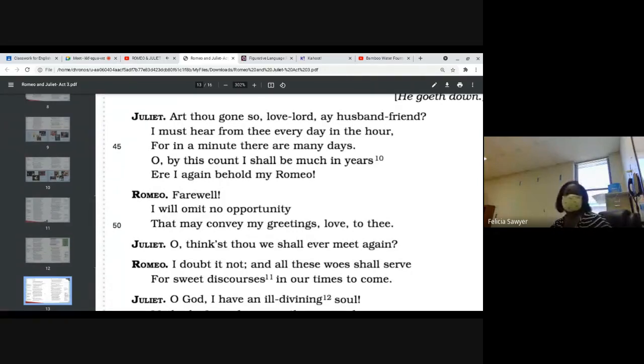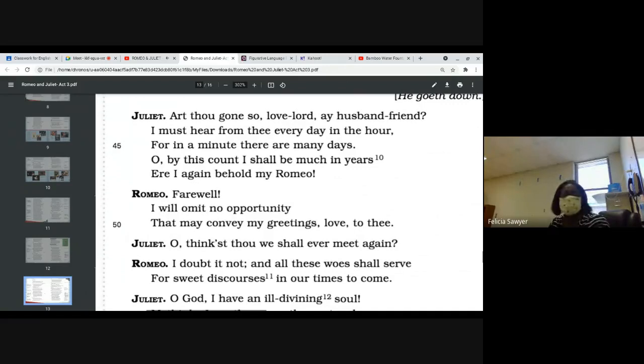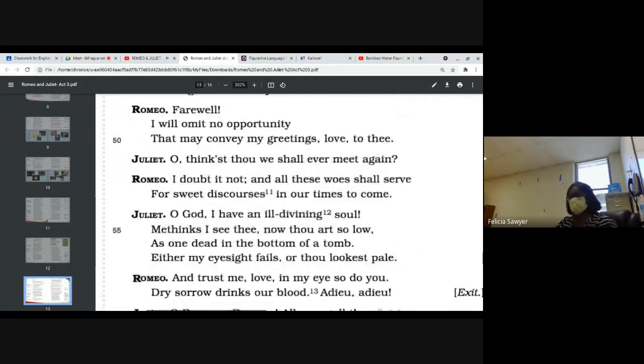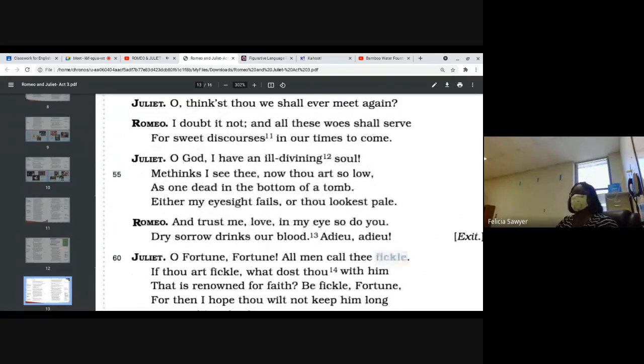Art thou gone so? My lord, my love, my friend, I must hear from thee every day the hour, for in a minute there are many days. Oh, by this count I shall be much in years ere I again behold my Romeo. Farewell. I will omit no opportunity that may convey my greetings, love, to thee. Oh, think'st thou we shall ever meet again? I doubt it not, and all these woes shall serve for sweet discourses in our time to come.